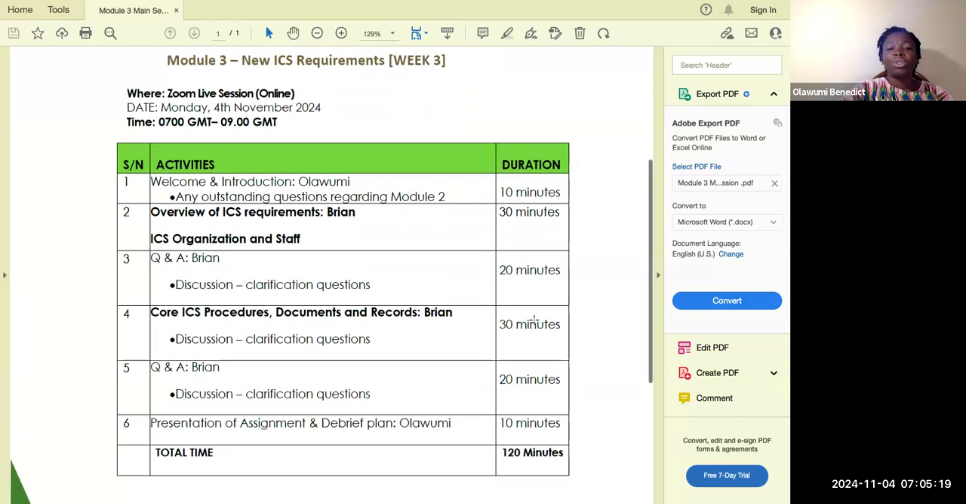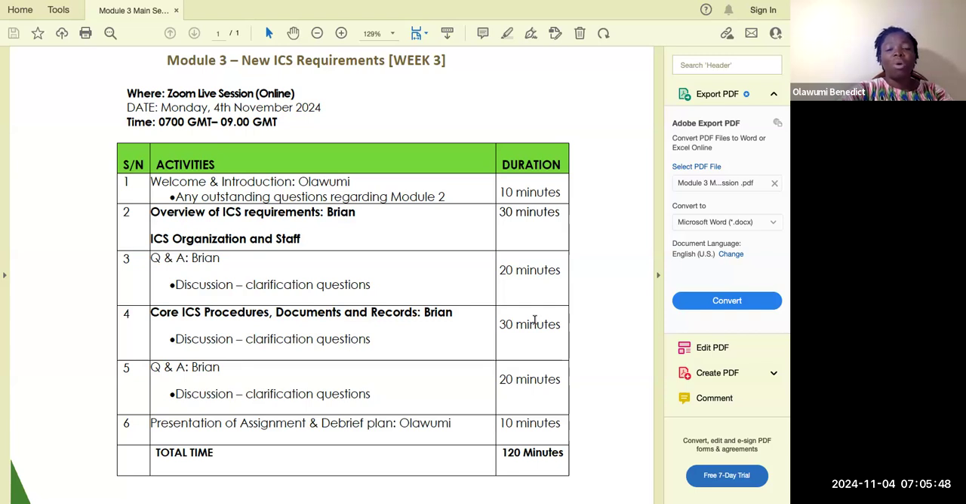We have a discussion and clarification questions, which we always love for people to put in, because this course is not like any other course in college. It's a course that you have to implement. Those who are going through this course must implement, because it's what the organization needs, and it's what is required by the organization to move to the next level.